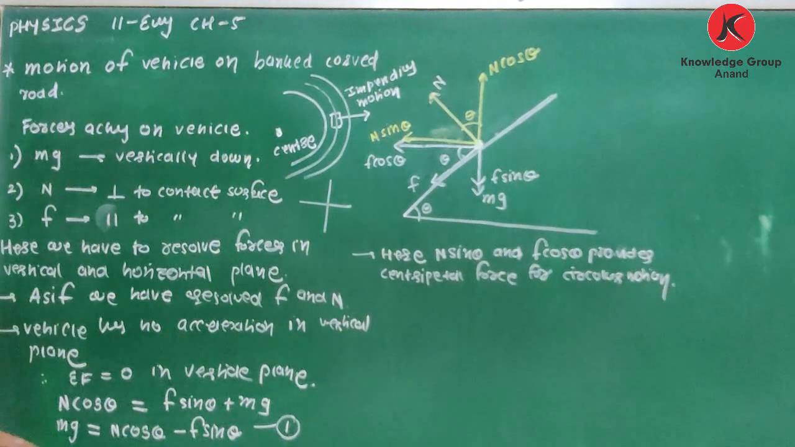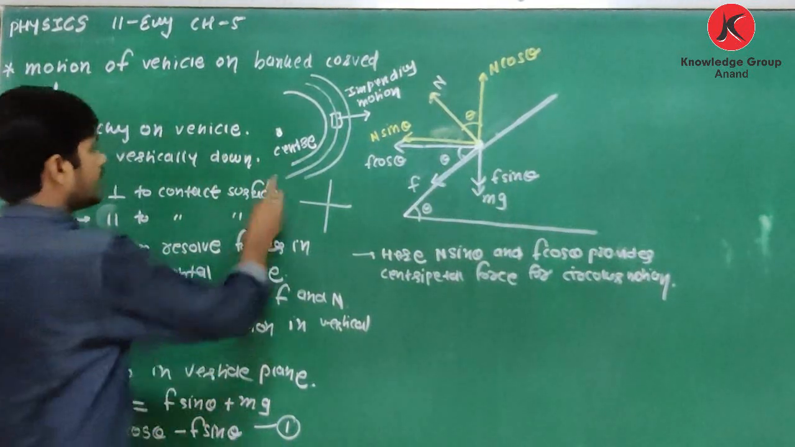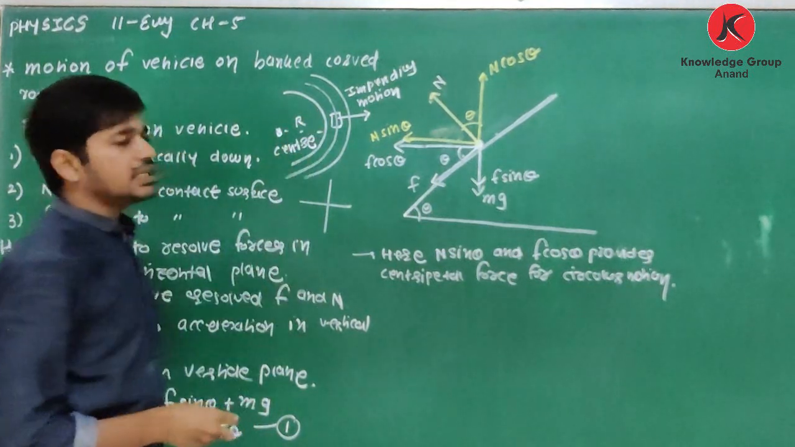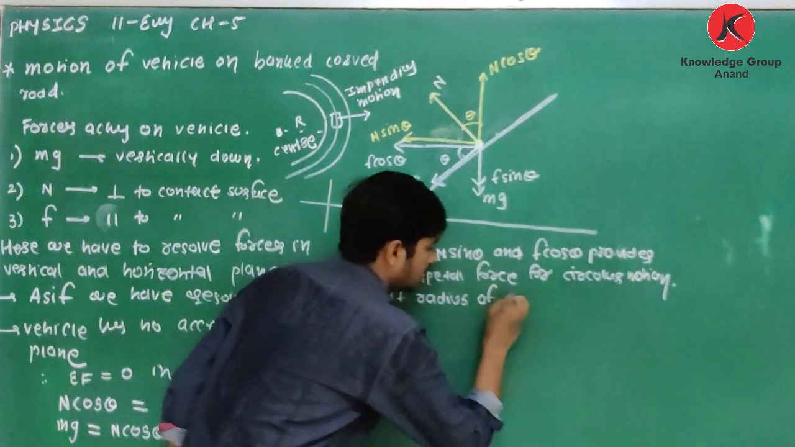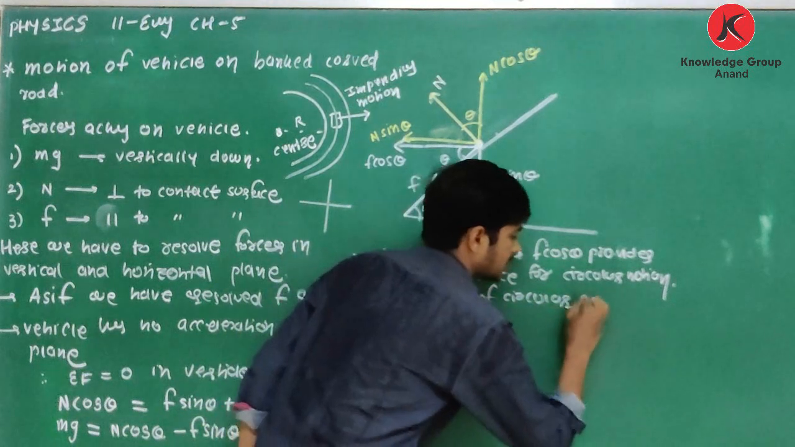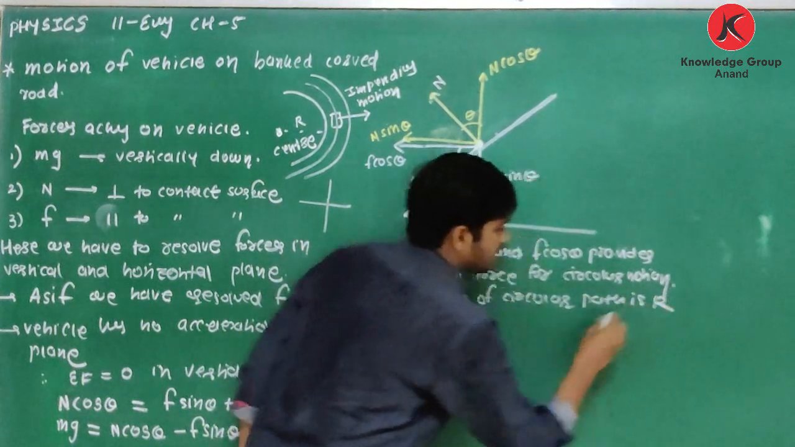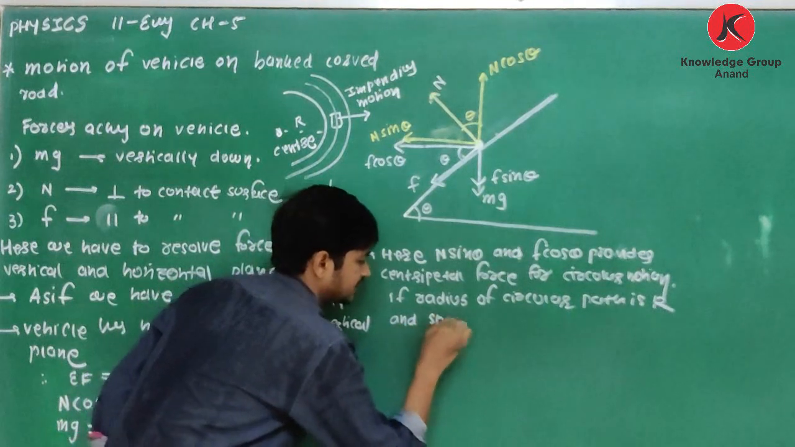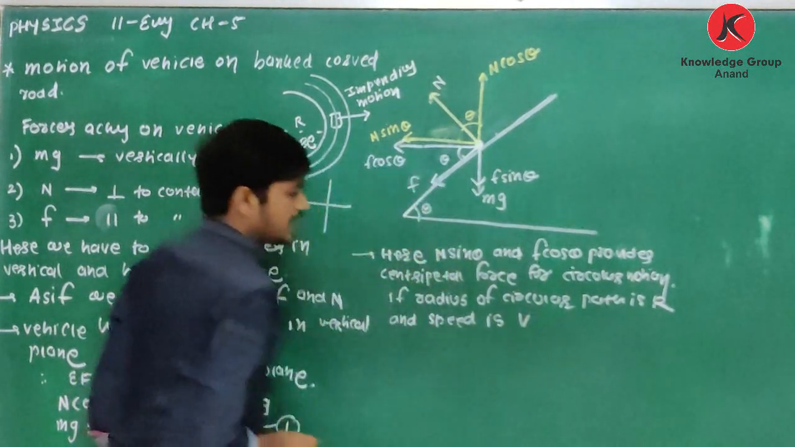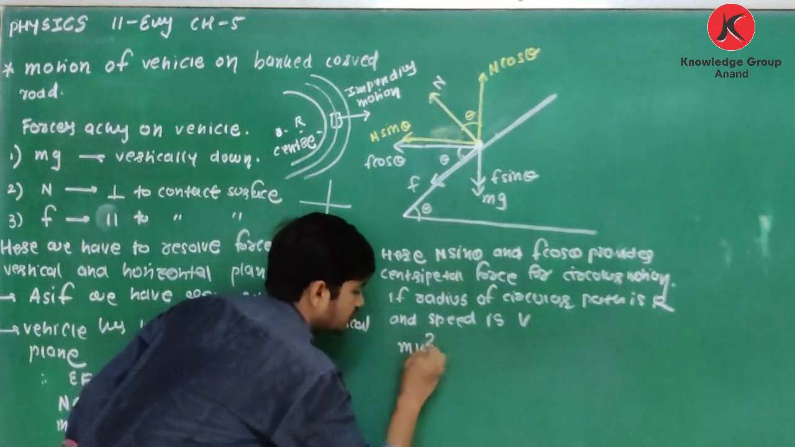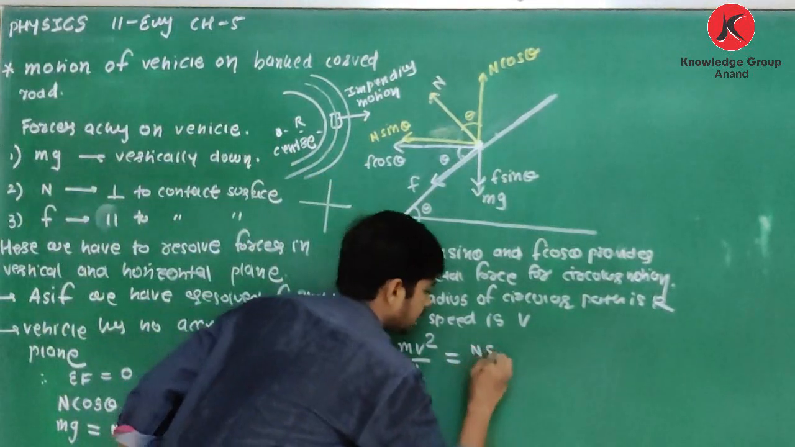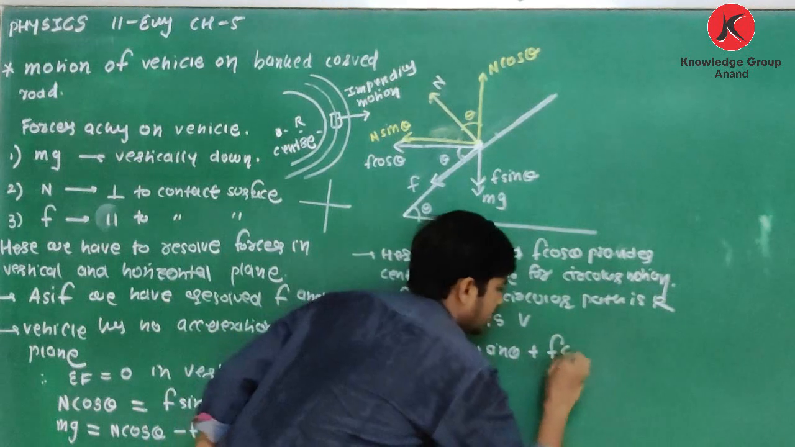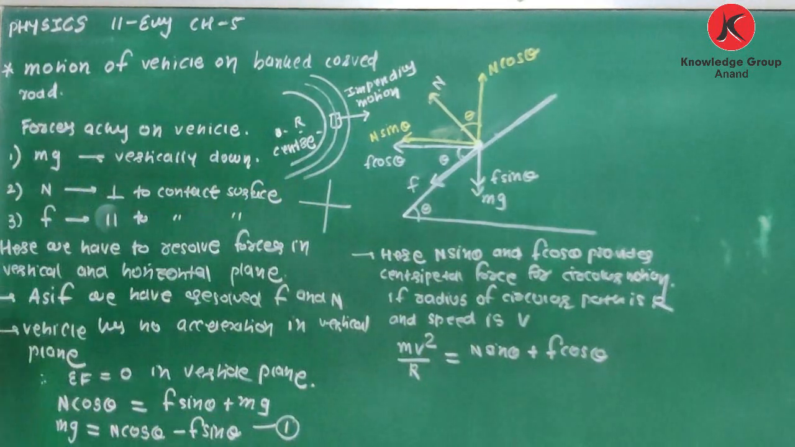Then how to write? If radius of circular path is r and speed is v, then the required centripetal force, that is mv square upon r, is provided by these two forces, that is n sin theta plus f cos theta. Clear about this? N sin theta plus f cos theta.